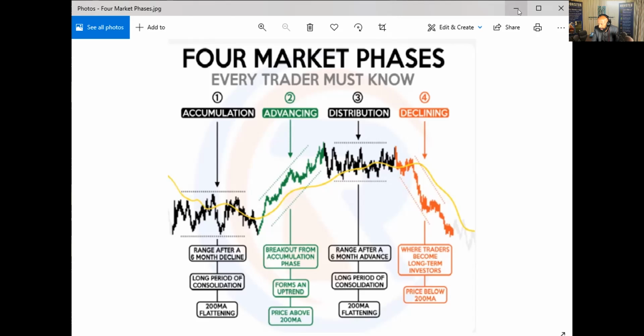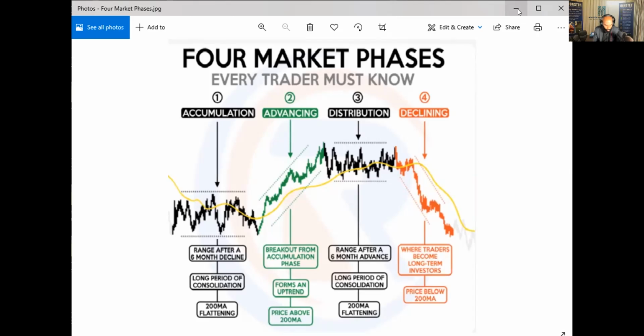Do you guys see the chart there on the screen? It says the 4 market phases that every trader must know. Those of you that do not have that, this will be critical to your success. Take a picture of it with your phone. I would recommend printing it out and having it laminated, so that you have it. I would keep it near the area that you use to trade.